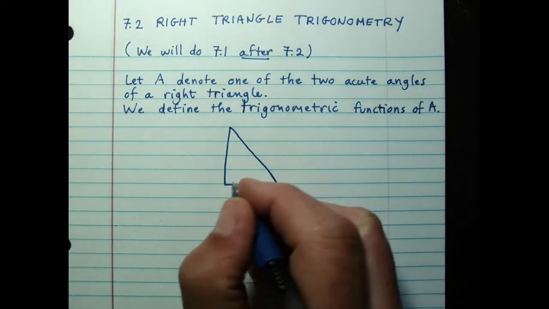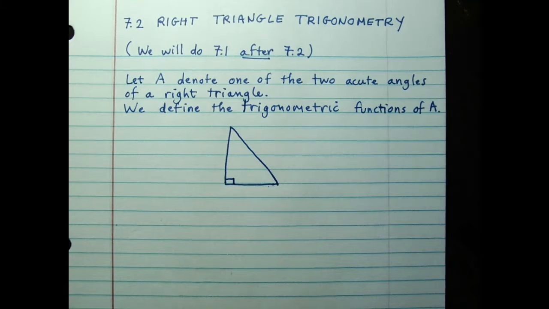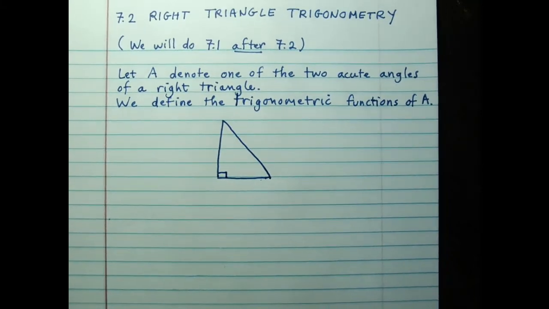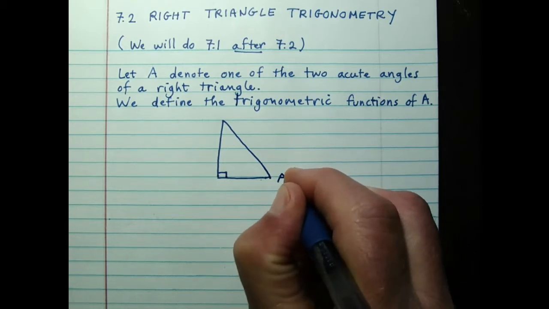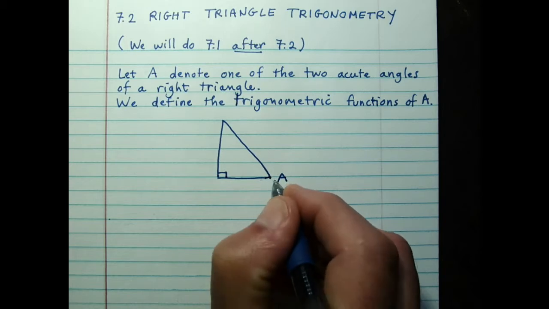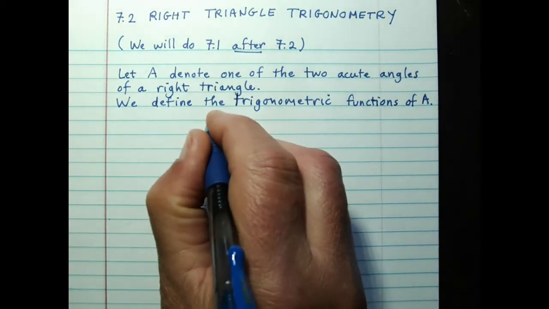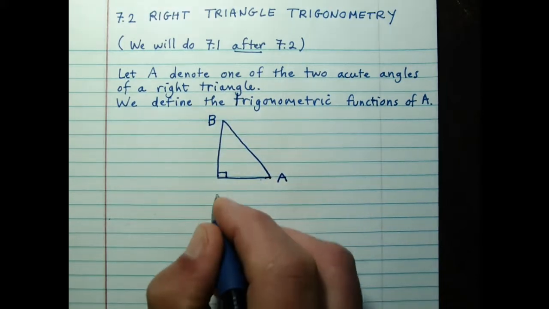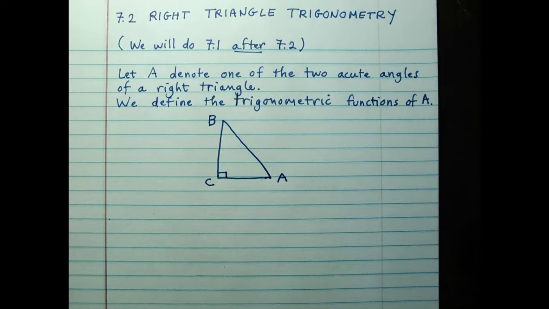And so I've drawn a right triangle here. Here's my 90-degree angle in the picture, and I'm going to denote one of these acute angles as A. So I'll pick this corner, and I'll follow a convention where I label the other acute angle as capital B. The 90-degree angle I'll label as capital C.